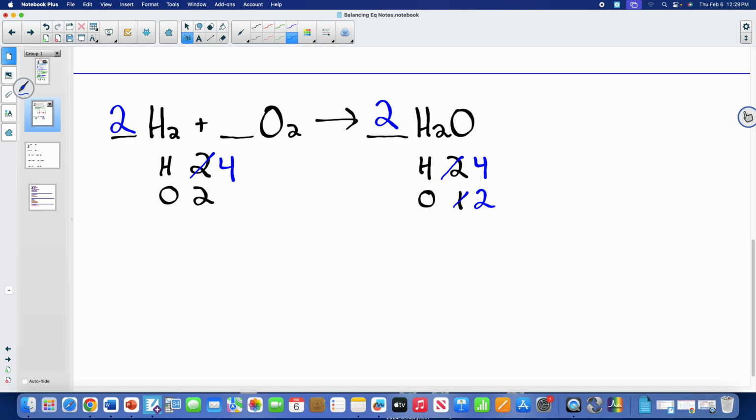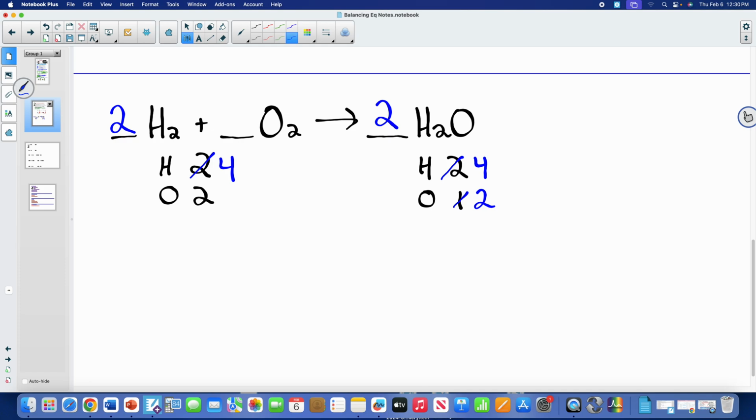Very common question, right? Is the 1 necessary? No. But some of my students just really like to fill in all the blanks, so it's okay if you put the 1 there. But the 1 in chemistry, coefficient or subscript, is not necessary. 1s are understood in chemistry.